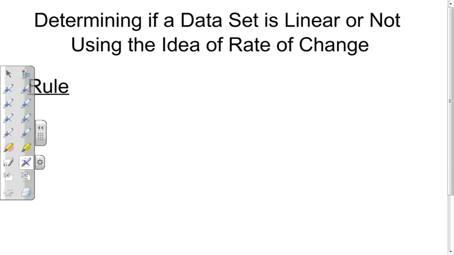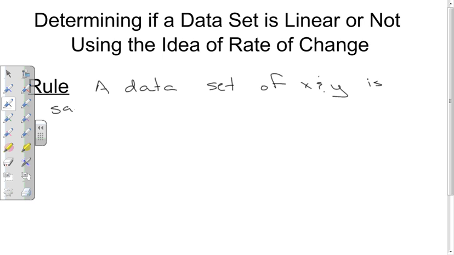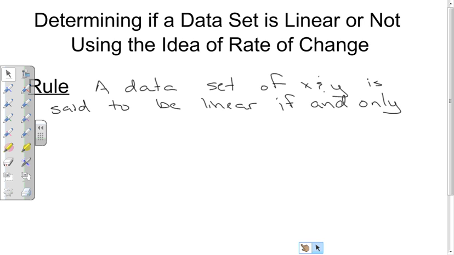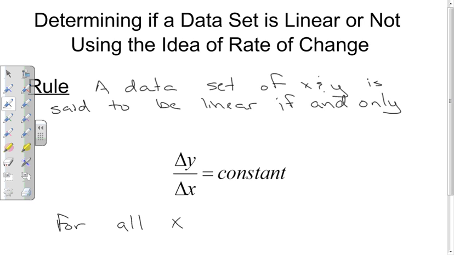Okay? So we have a rule here, and the rule is a data set of x and y is said to be linear if and only if, and here's the big moment, delta y over delta x is constant for all x and y pairs in the data set.